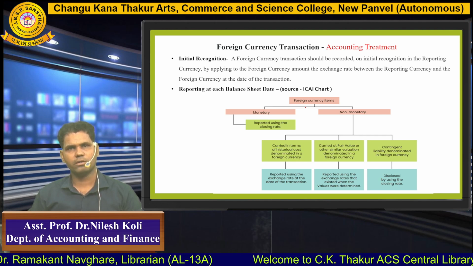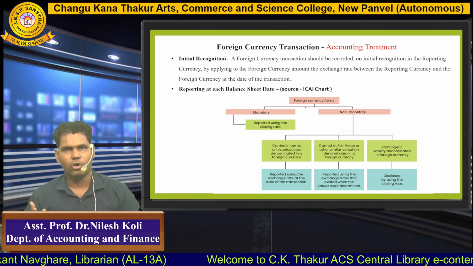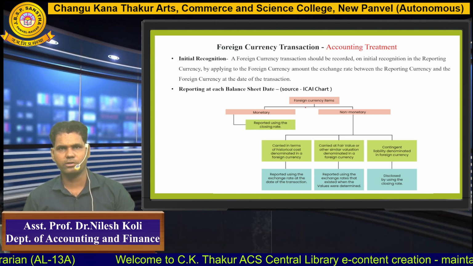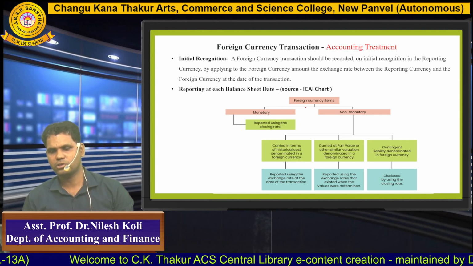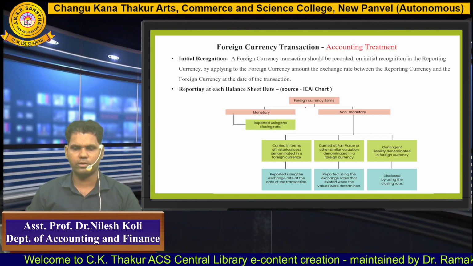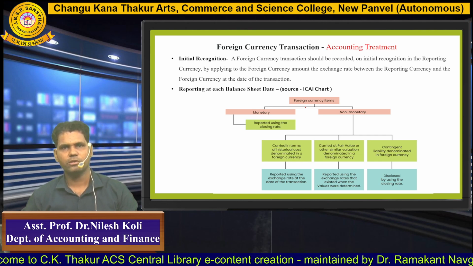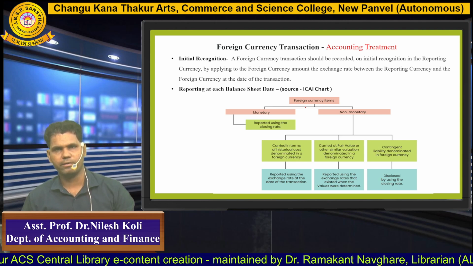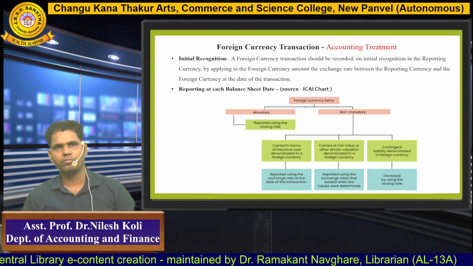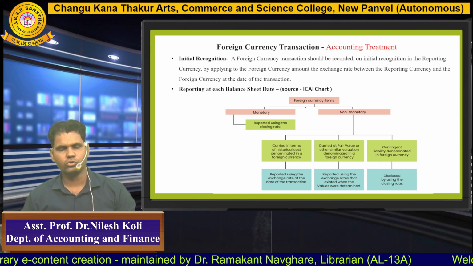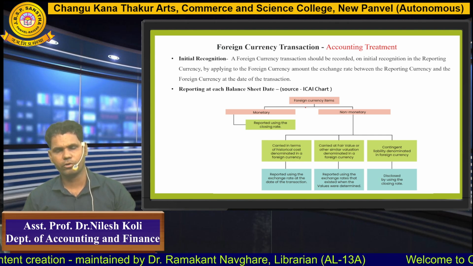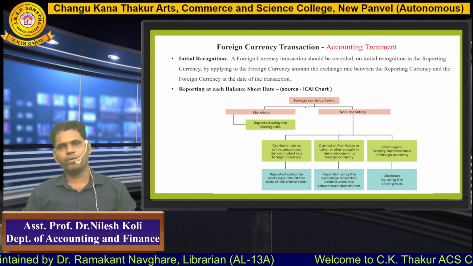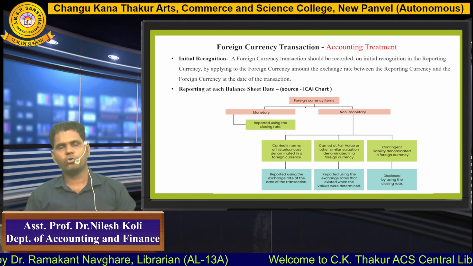A foreign currency transaction should be recorded on initial recognition in the reporting currency by applying to the foreign currency amount the exchange rate between the reporting currency and the foreign currency at the date of the transaction. It means as and when we purchase, the purchase transaction is recorded in the books of account, and when we import goods from a foreign country, we obviously have to follow the exchange rate prevailing on that particular date.